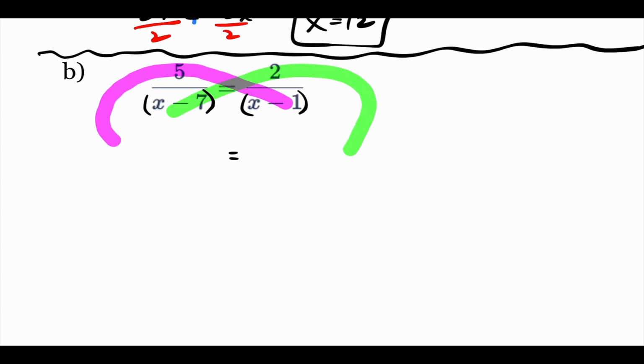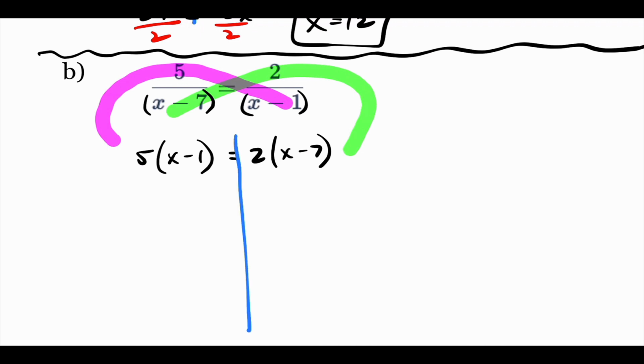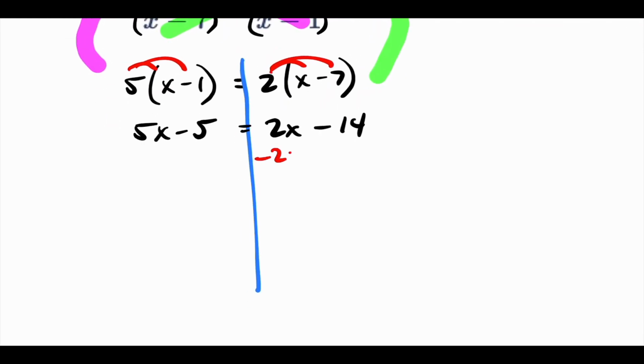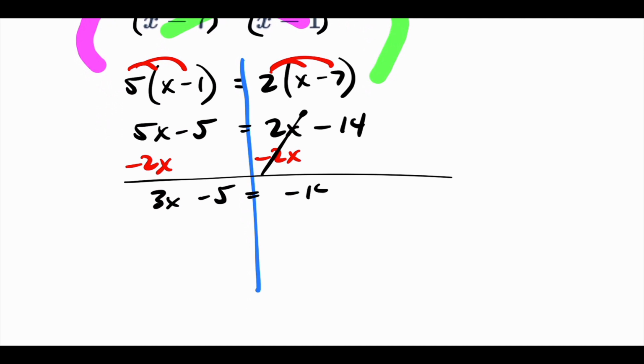Okay, so I distribute the green. So it's 2 times x minus 7 and 5 times x minus 1. Distribute. 5x minus 5 equals 2x minus 14. Subtract 2x from both sides. Add 5 to both sides.